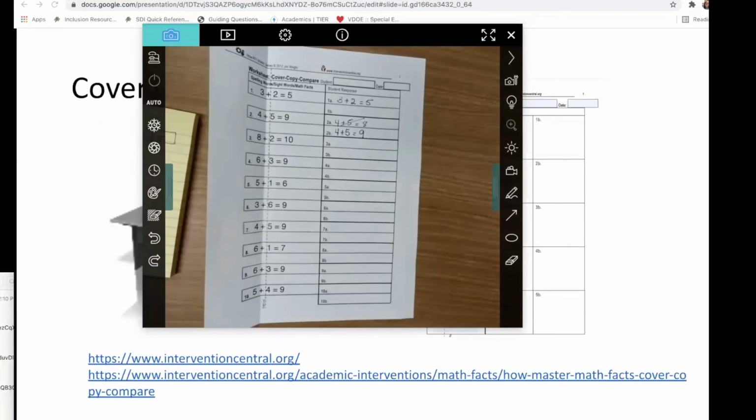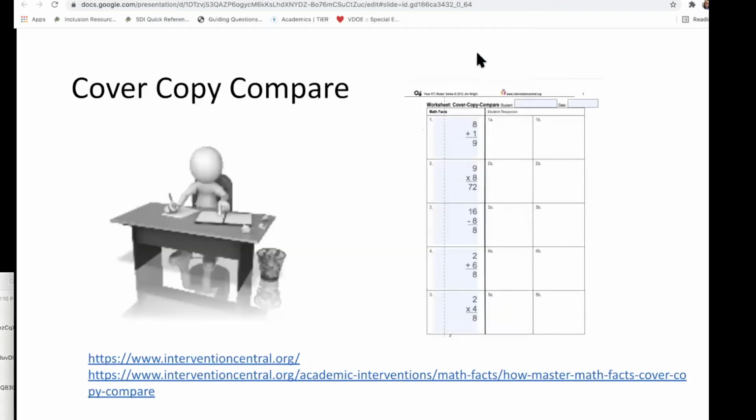Okay, so if you use cover, copy, compare, that's what it is. Again, that's my 3-2-1 method that you can do. That way it gets the kids really thinking about it. And it can be either way. You can do the horizontal or you can do the vertical. And there is a great little hint here: if you want to use this for spelling, you can use it for reading and spelling words too.